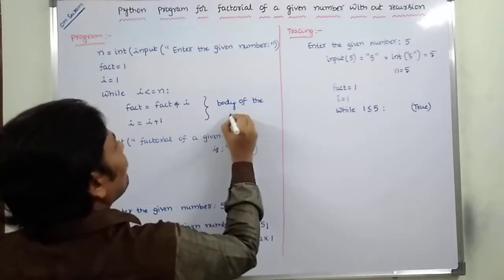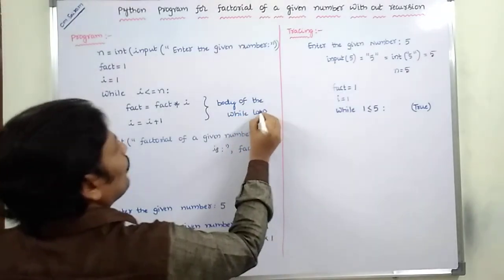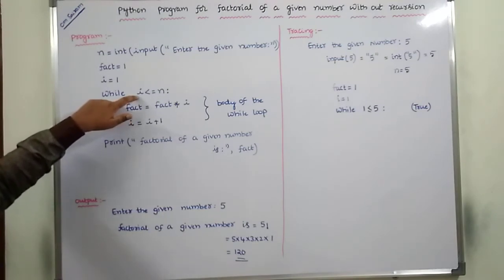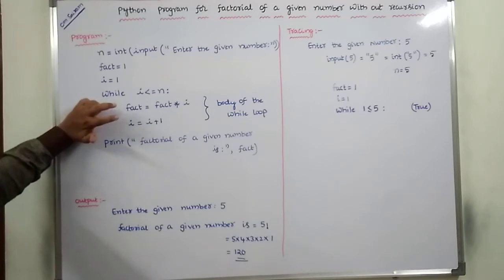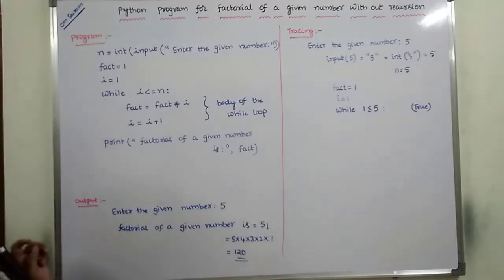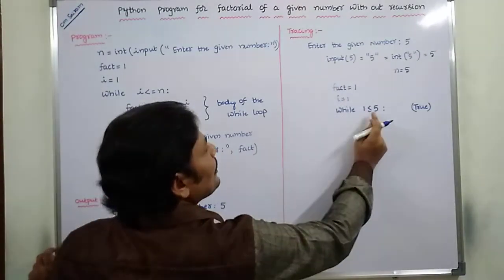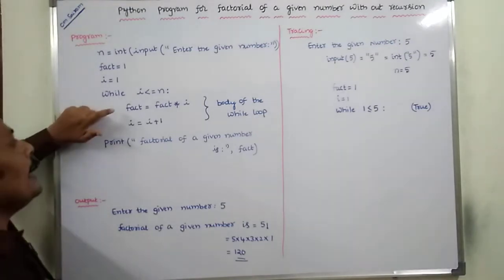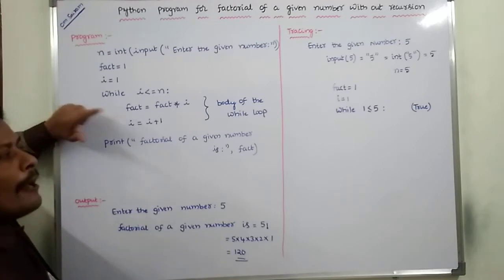Body of the while loop. Whenever this condition is true, the body of the while loop contains two statements. These two statements are executed whenever this condition is true. Now here the condition is i value 1, n value 5, 1 less than or equal to 5, condition true. So now the condition is true, the control goes to the statements within the body of the while loop.